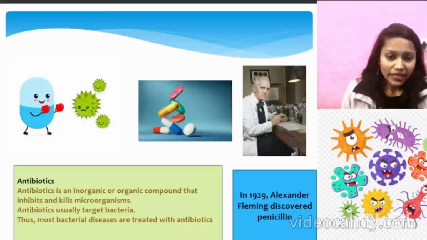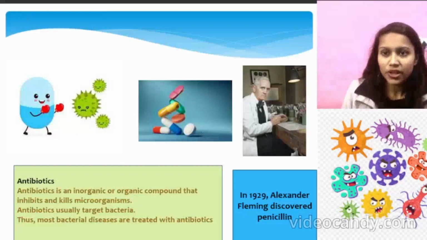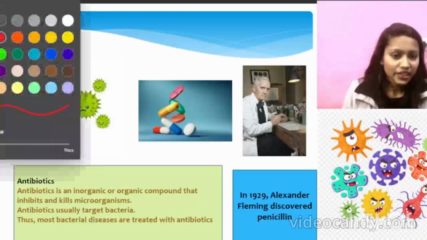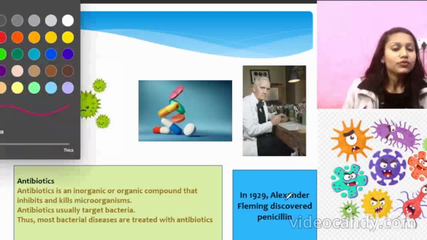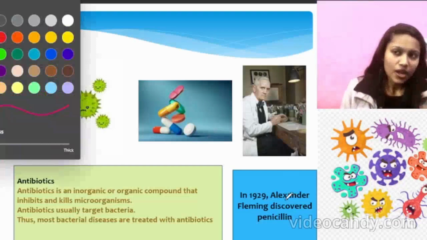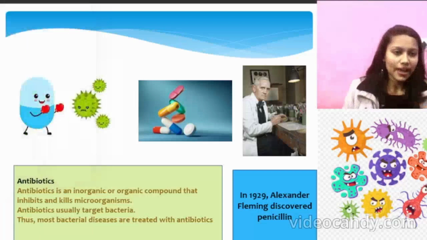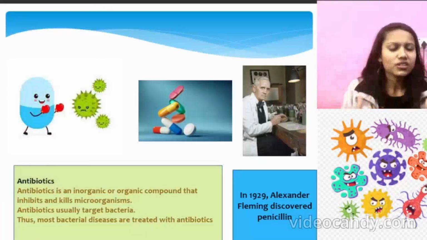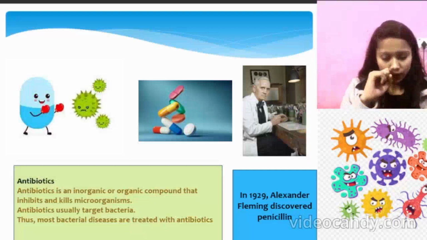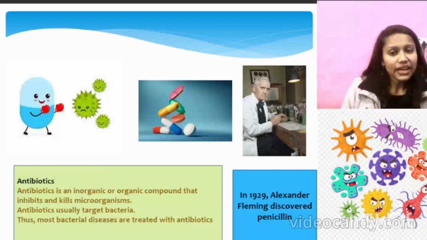Now, this is also a very important question: how did antibiotics get discovered? Who discovered antibiotics? Here you can see the name Alexander Fleming. In 1929, he accidentally discovered penicillin. Penicillin is a kind of fungus that inhibits the growth of bacteria. He was actually researching something else, but he made this accidental discovery: he was doing research on some bacteria, and he observed that the growth of a certain kind of fungus was inhibiting the growth of the bacteria there.